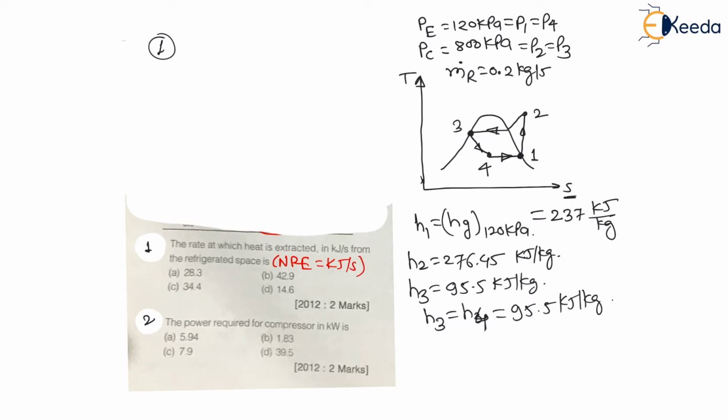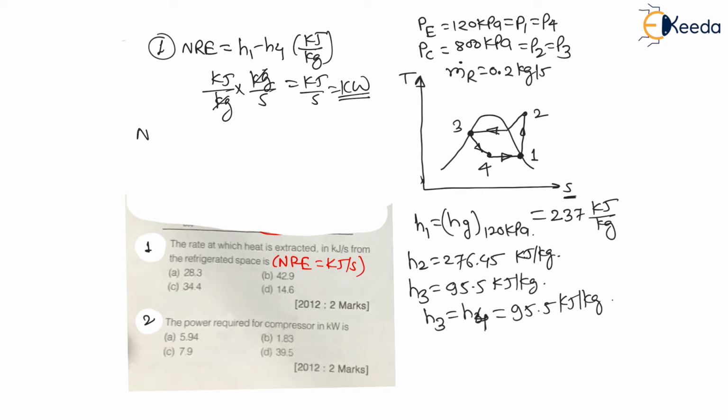Therefore, my dear students, this net refrigerating effect is equal to H1 minus H4. H1 is given, right? And my dear students, all the values are in kilojoule per kg. Therefore, this answer will be in kilojoule per kg. But they are asking in kilojoule per second. Now, if I multiply this equation, that is kilojoule per kg, by kg per second, which is the mass flow rate, kg will get cancelled. The answer will be kilojoule per second, which is nothing but kilowatt. And they are asking for the answer in kilowatt. Therefore, net refrigerating effect will be equal to mass flow rate of refrigerant into H1 minus H4. This will be our result for net refrigerating effect.